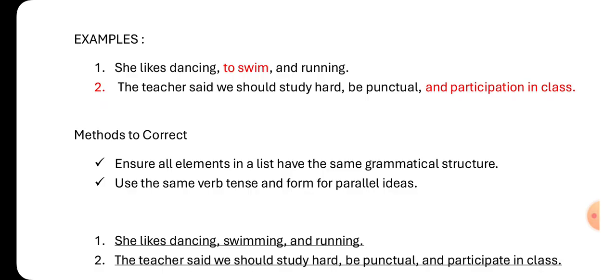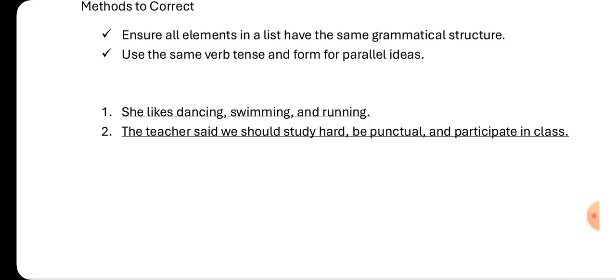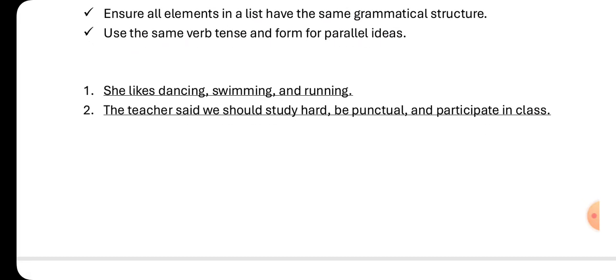Like I stated, the ways you can correct it are to ensure all elements in a list have the same grammatical structure, and to use the same verb tense and form for parallel ideas. So that's the correction. "He likes dancing, swimming, and running" follows that structure. Or "The teacher said we should study hard, be punctual, and participate in class."